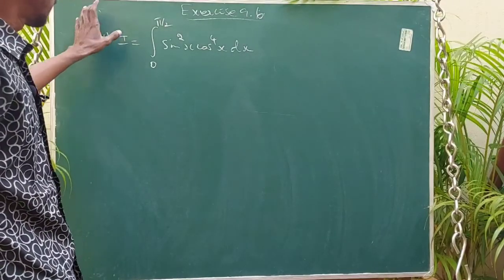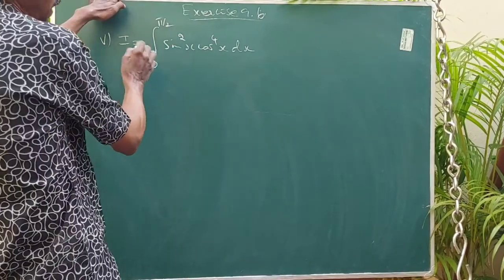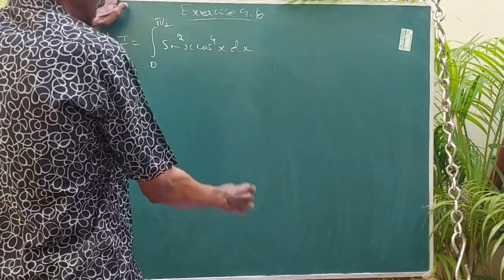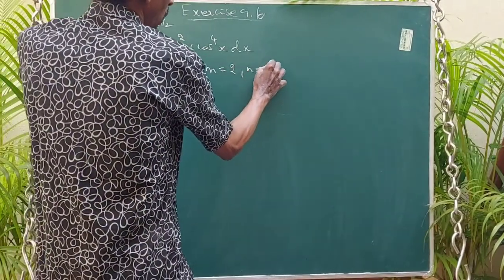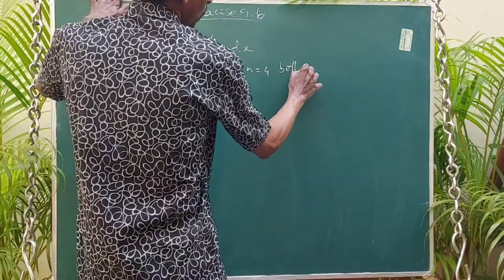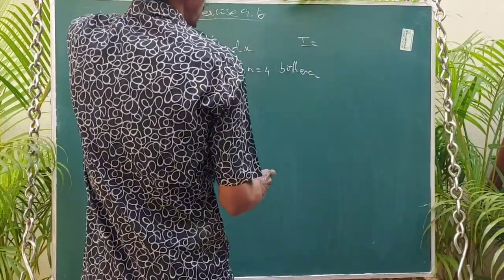Subdivision 5, exercise 9.6, question number 1. Integral 0 to 90 of sin square x cos power 4x dx. So here m equal to 2, n equal to 4, both even. Okay. So already told you both even means what is the first step?